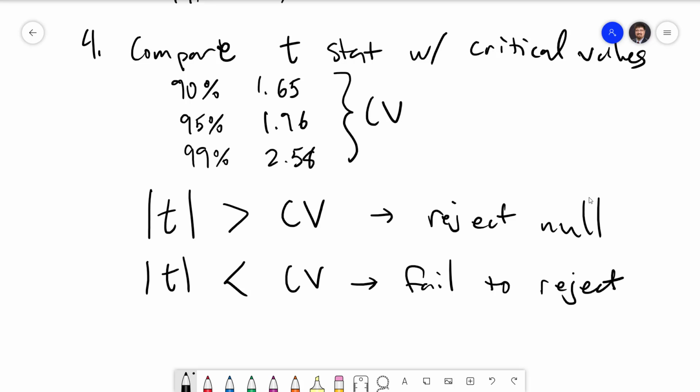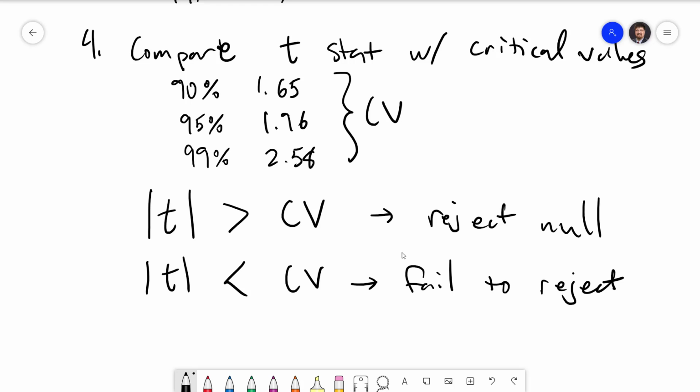We always want to use this language, fail to reject, because a failure to reject the null is not a confirmation of the null. It just means that we did not have enough evidence to reject the null. Does not confirm that the null is true.